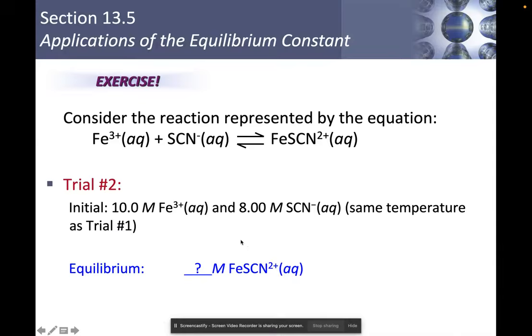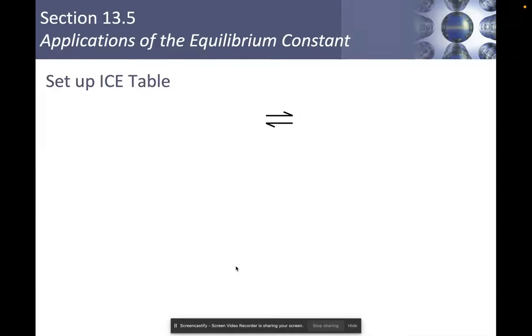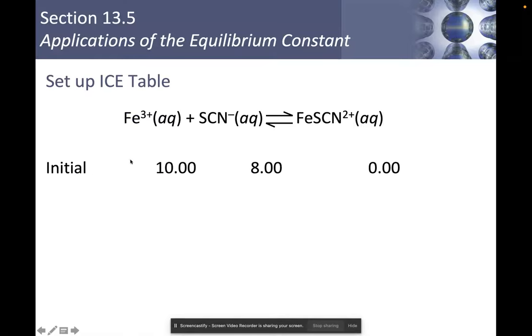Now let's do an extension of that. Trial 2. I start with 10.0 moles per liter of this. I start with 8 moles per liter of my thiocyanate, same temperature. At equilibrium, how much of this am I going to have? That's a little bit harder, but I can use an ICE table to do it. All right, so still set it up the same way. What is my I? 10, 8, 0.